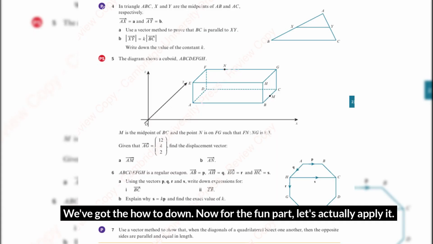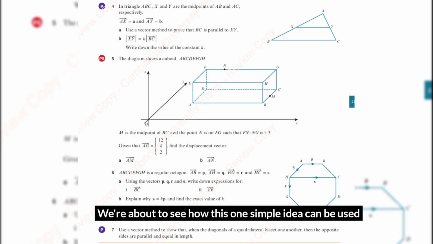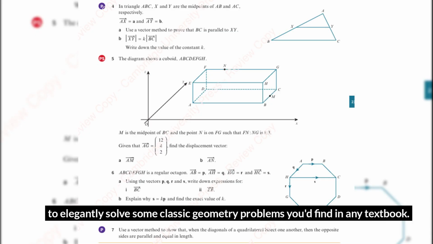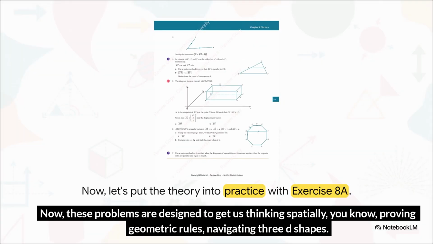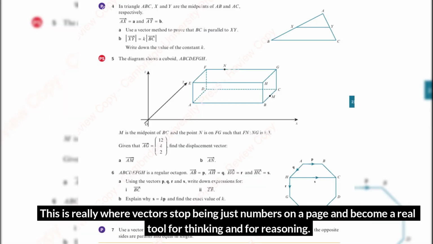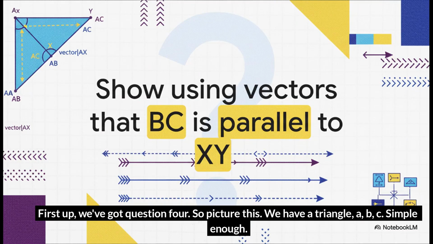All right, we've got the how-to down. Now for the fun part, let's actually apply it. We're about to see how this one simple idea can be used to elegantly solve some classic geometry problems you'd find in any textbook. So we are diving right into exercise 8A. Now, these problems are designed to get us thinking spatially, proving geometric rules, navigating 3D shapes. This is really where vectors stop being just numbers on a page and become a real tool for thinking and for reasoning.